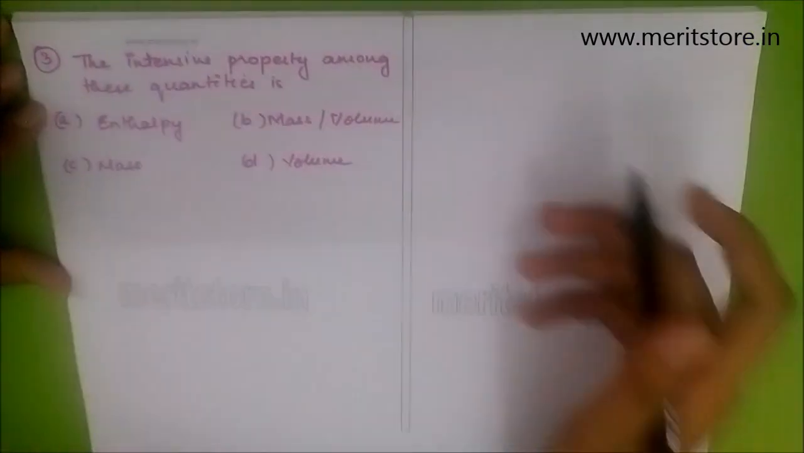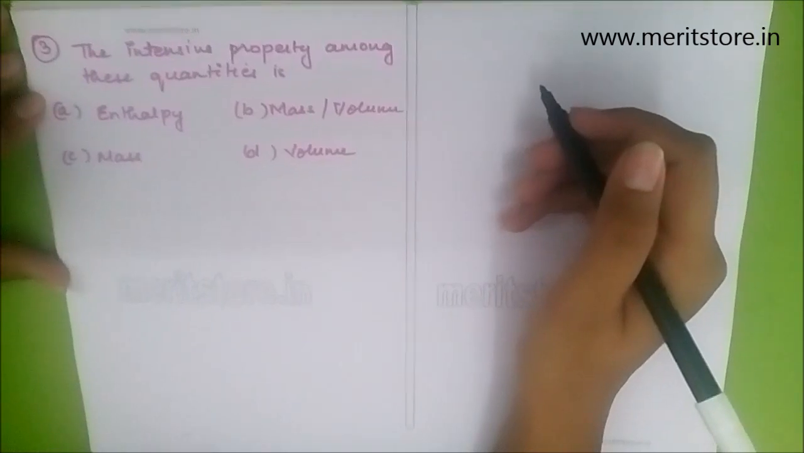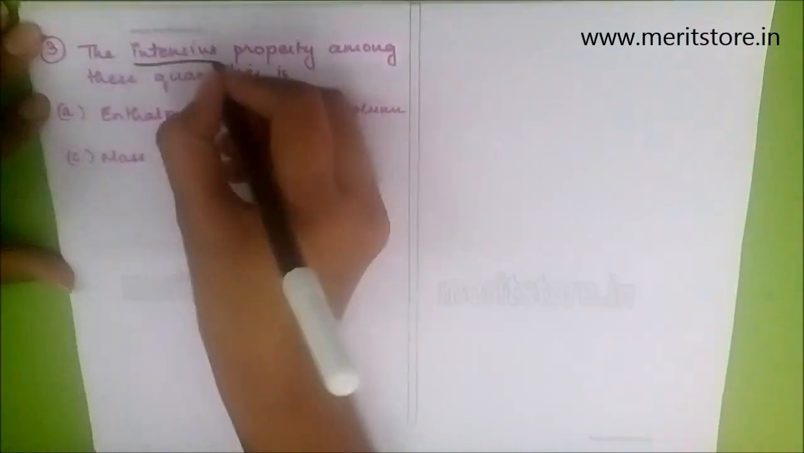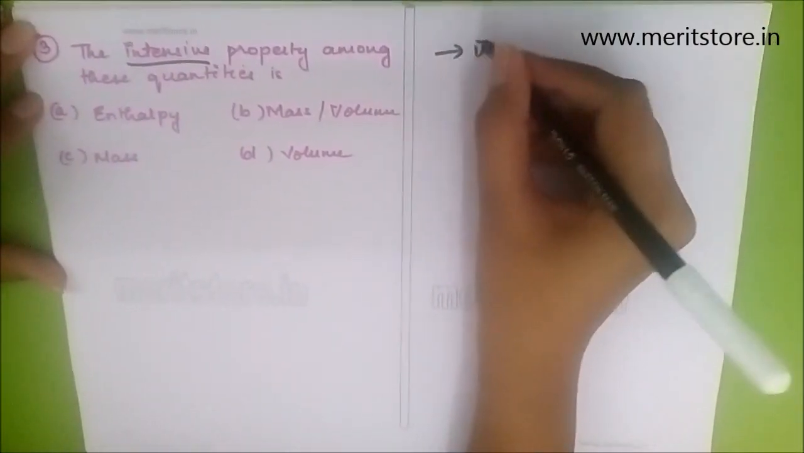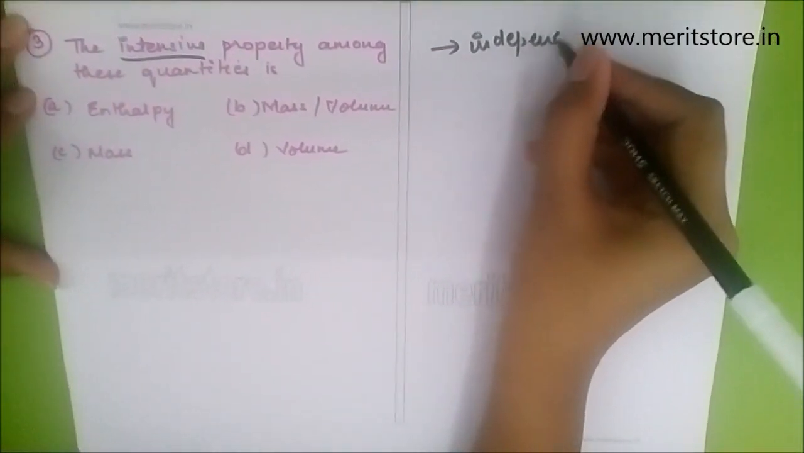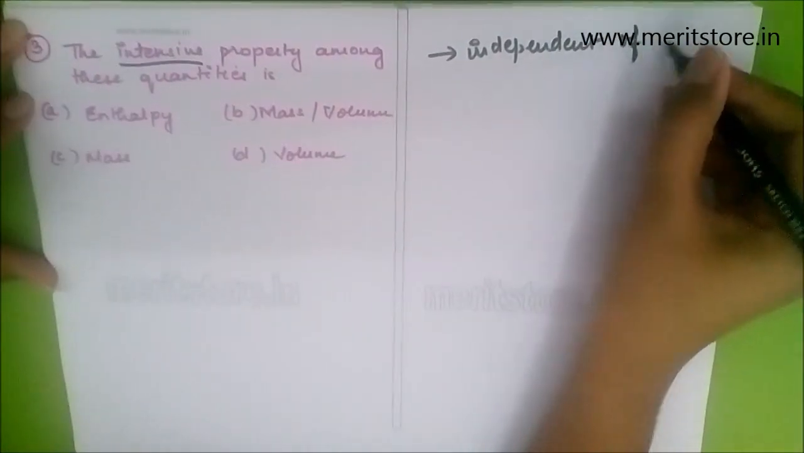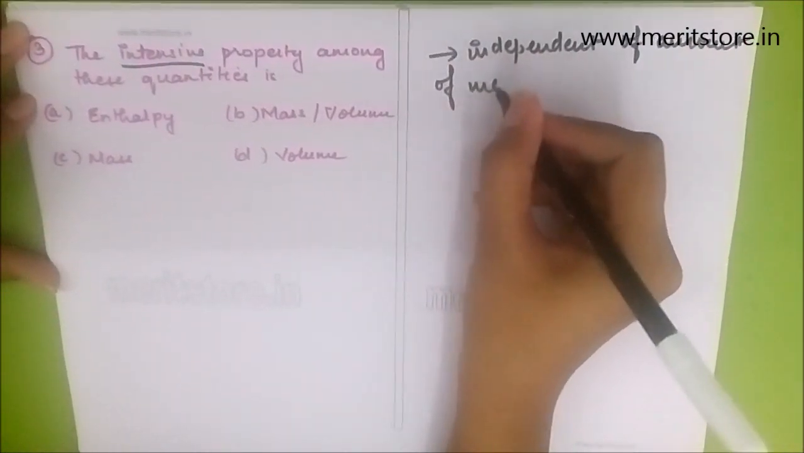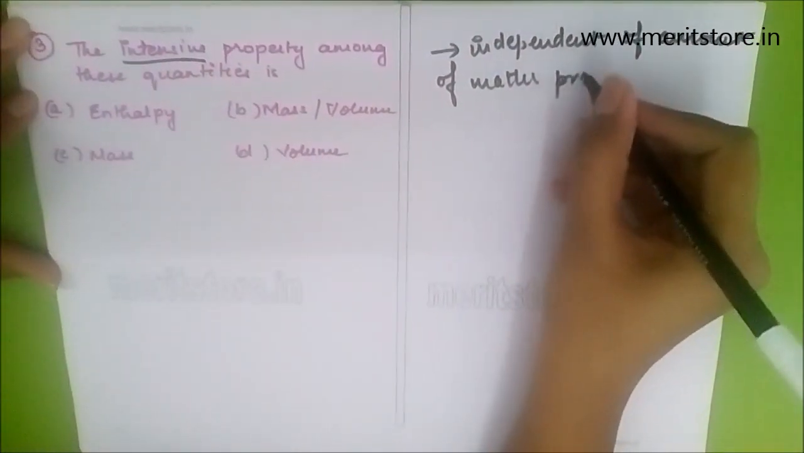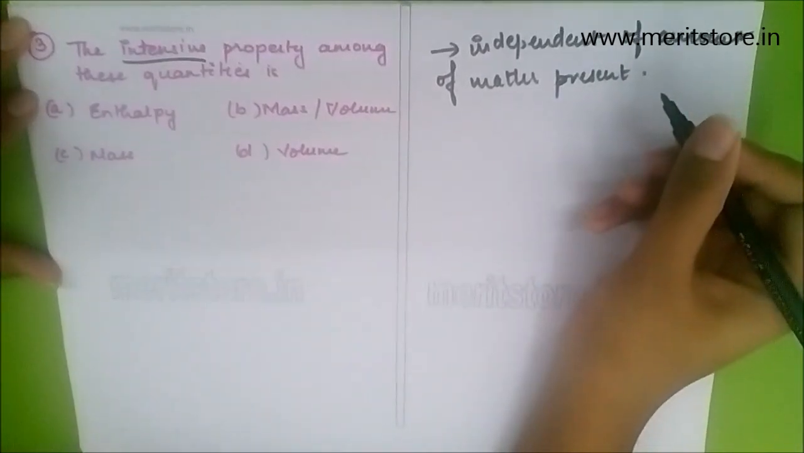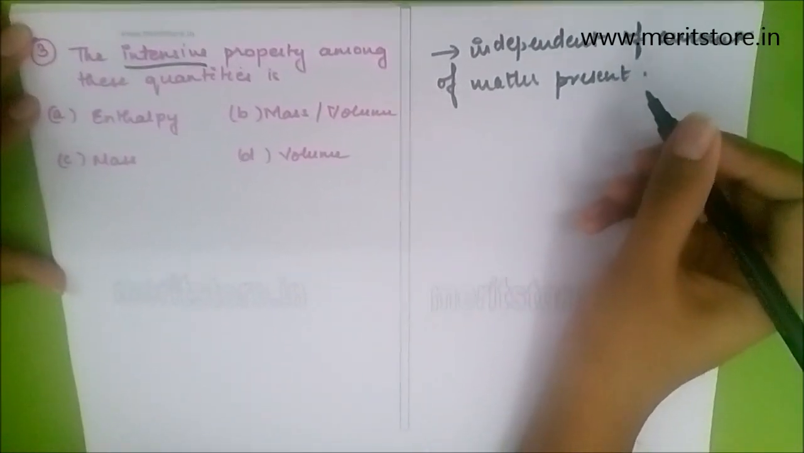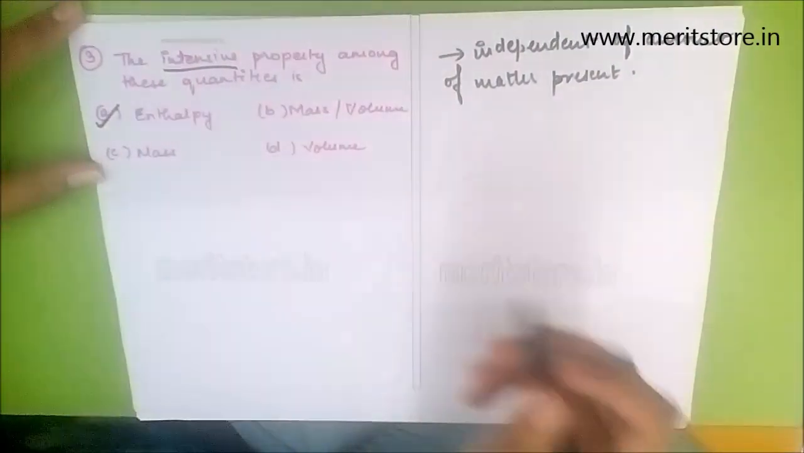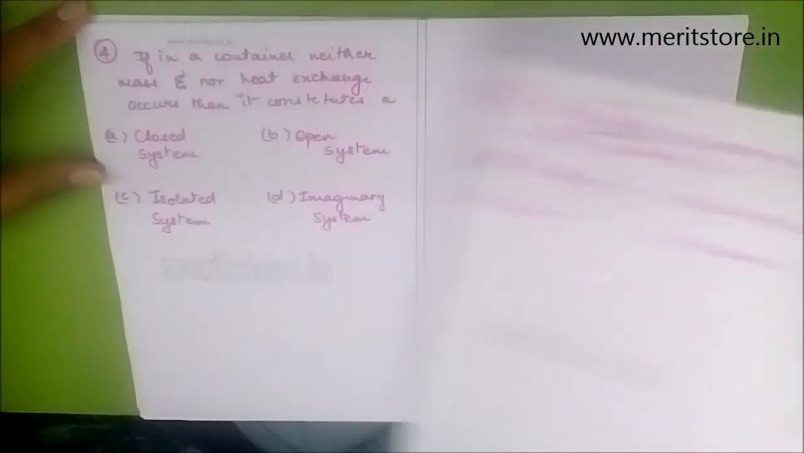The intensive property among these quantities is enthalpy, mass, or volume. As we know, the intensive properties are the ones which are independent of the amount of matter present. The correct option over here is enthalpy, because it is independent of the amount of matter present.